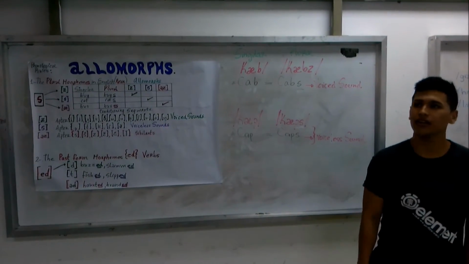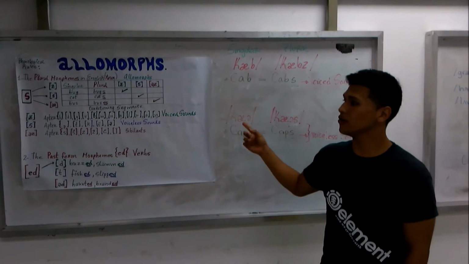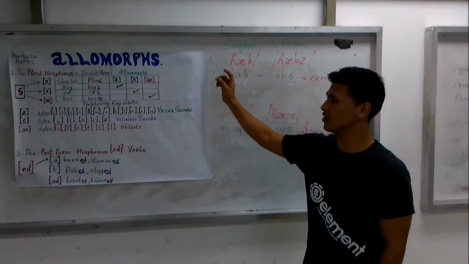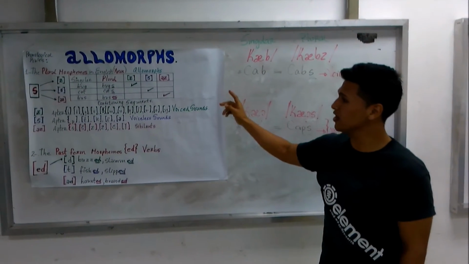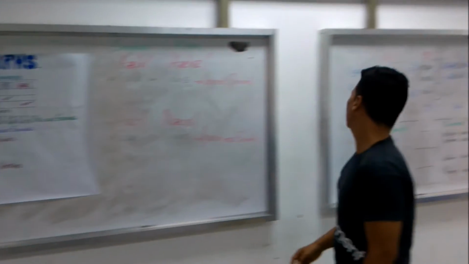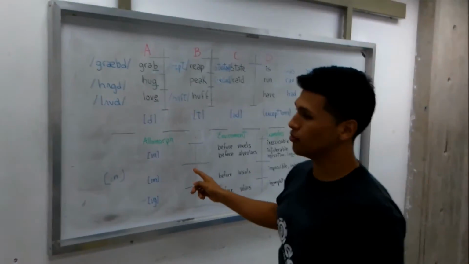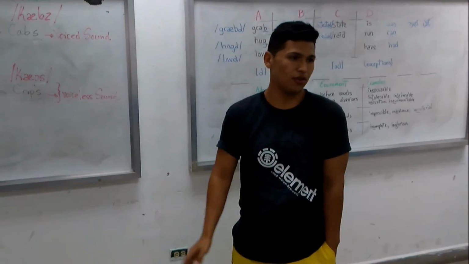As a conclusion, allomorphy is the variation of the morpheme. We have allomorphs in plural morphemes, in past tense morphemes, and in prefix morphemes. Okay, that's all, and thanks for listening to us.